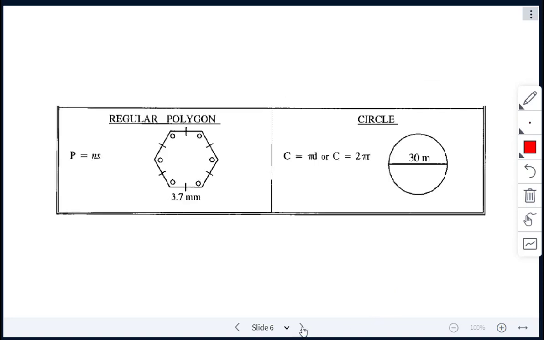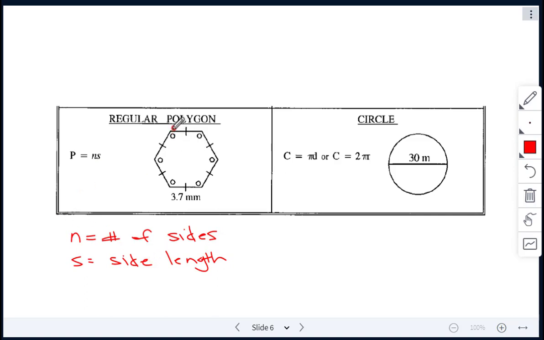All right, next we have the regular polygon. For a regular polygon, we have P equals NS. The N represents the number of sides, and S is the side length, just like we've seen in the previous examples.